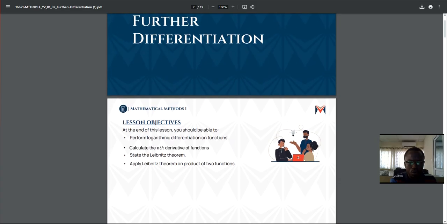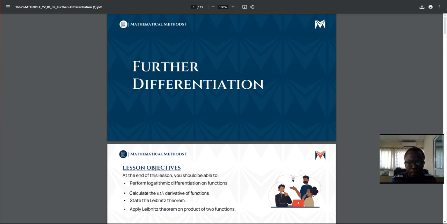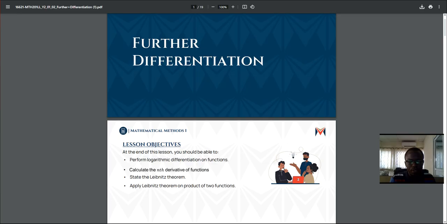Before we start logarithmic differentiation, I would like to take us back just to refresh our memory. We said logarithmic differentiation, but what is differentiation itself? If you don't know what differentiation is, it is definitely going to be hard for you to catch up. So I would like to take us back a little bit so that we can see what differentiation is and some rules of differentiation that we are going to be using throughout this course.